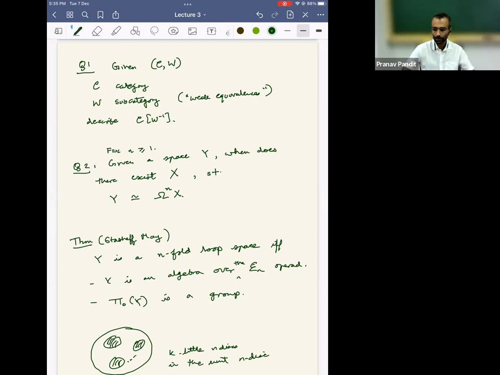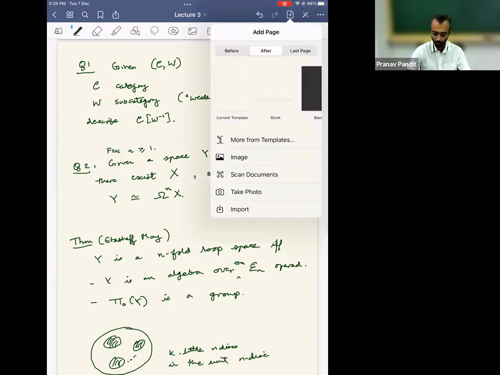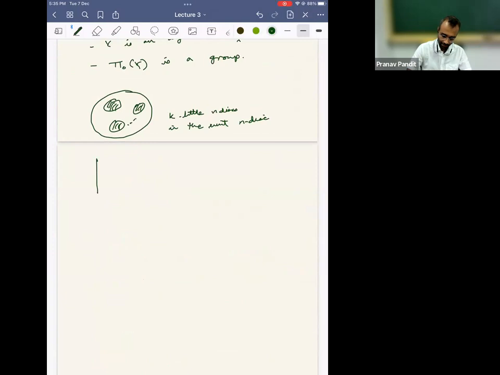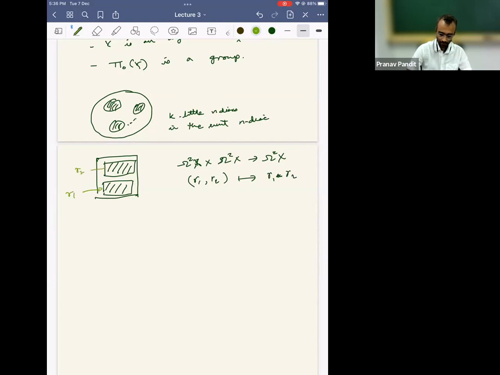compositions. In particular, there's nothing special about the disk. I could work with a square instead of a disk, a rectangle. And you could think of it this way. For example, if I have two rectangles placed inside the standard unit square, this gives me one composition law on loops two of X times loops two of X to loops two of X, where if I say gamma one, gamma two maps to gamma one, gamma two, where gamma one sits in the first space and gamma two sits in the upper space.